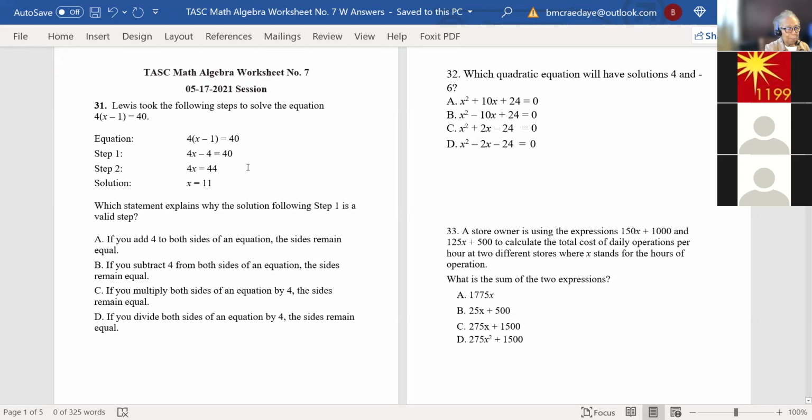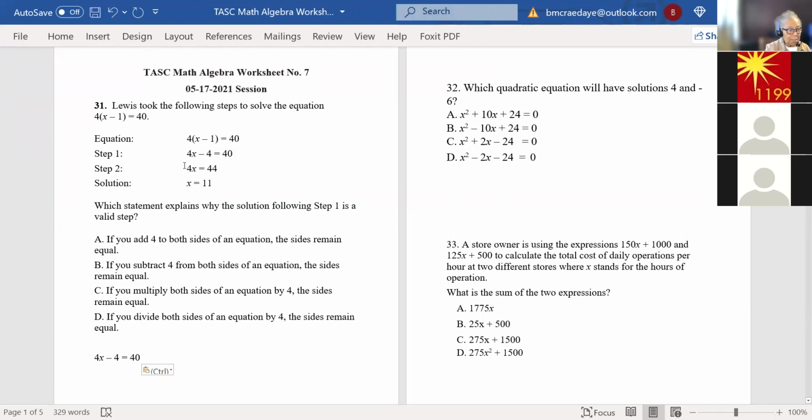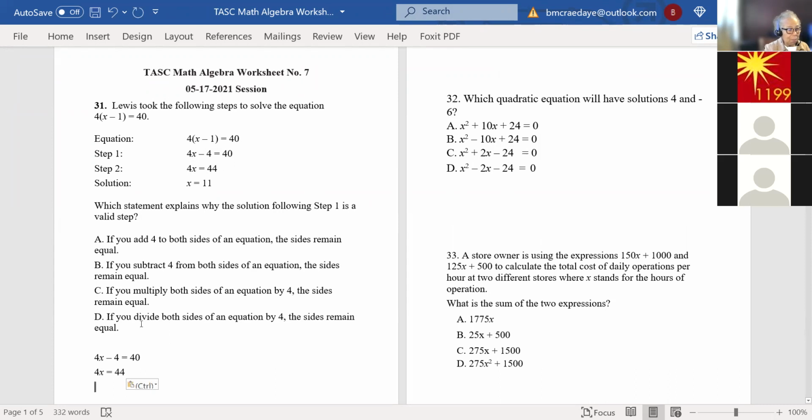You have to multiply. Now, how did you go from here? What I'm asking you, Vanessa, is how did you go from this equation to this equation? What operation did you do from step one to step two?